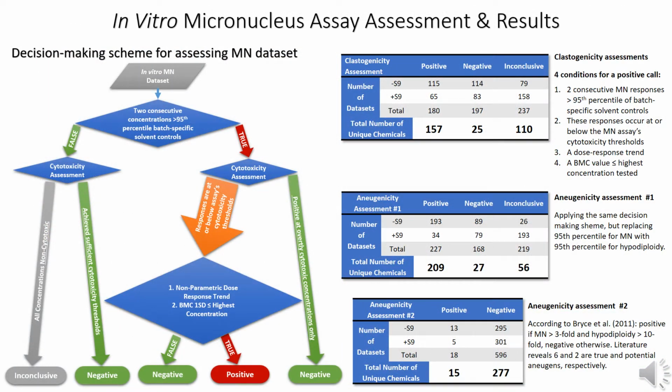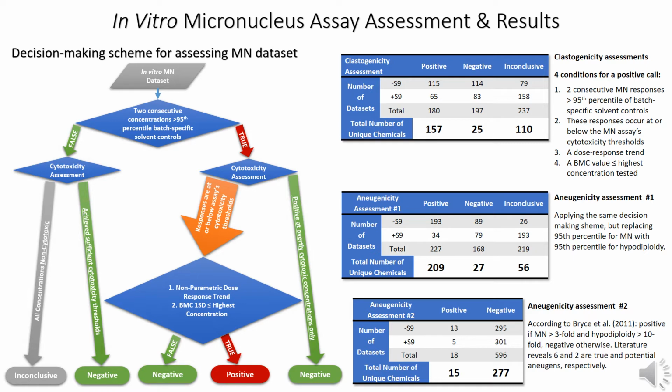In our decision tree-based approach, to be called positive for micronucleus, a chemical needs to satisfy the following conditions. First, micronucleus responses of two consecutive concentrations have to be greater than the 95th percentile of batch-specific solvent controls. Second, the observed increase in micronucleus frequency needs to occur at non-cytotoxic or adequate cytotoxicity levels. Third, having a dose-response trend with a non-parametric test. Finally, having a benchmark dose lower than the highest concentration tested.